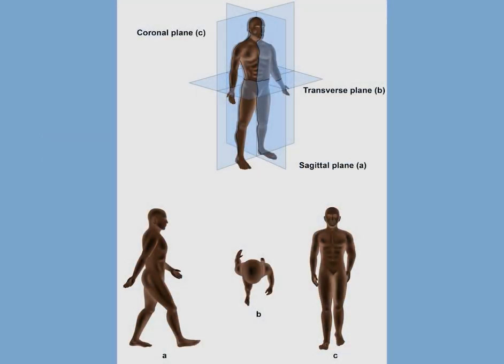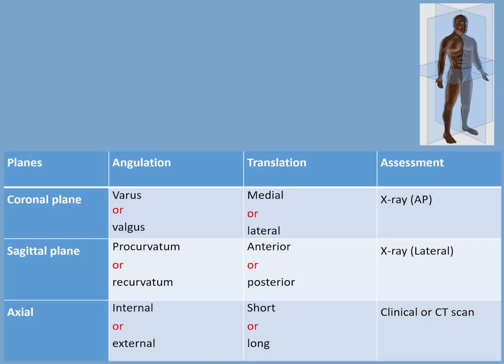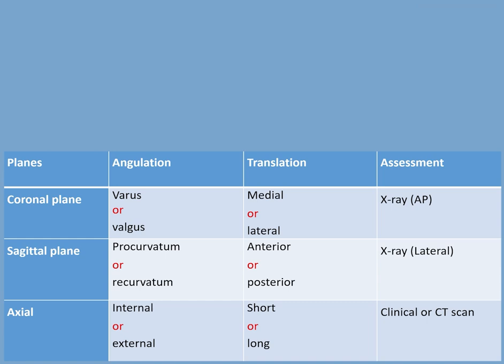The first starting point is how to describe deformity in the three planes: the coronal plane, the transverse plane, and the sagittal plane. This is really important when we input the data to the software of the HEX support. The deformity can be described in general as angulation or translation in any of these three planes. In the coronal plane, the angulation is either varus or valgus, while translation is either medial or lateral. In the sagittal plane, angulation will be procurvatum, apex anterior, or recurvatum, apex posterior, while translation could be anterior or posterior.